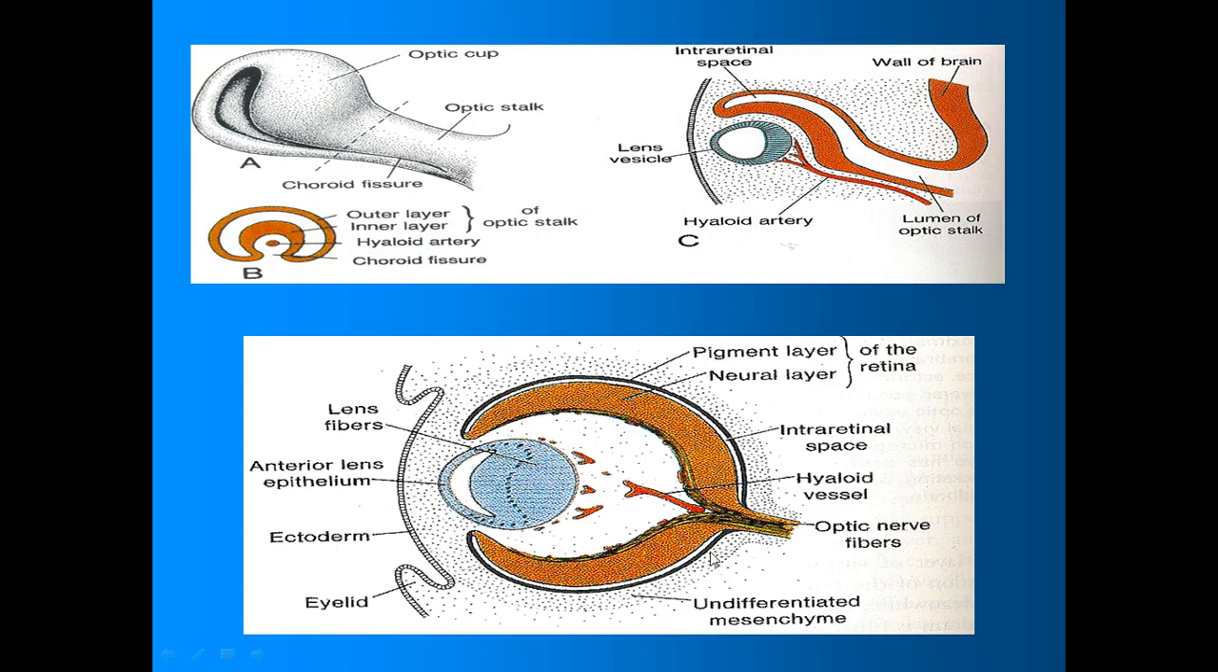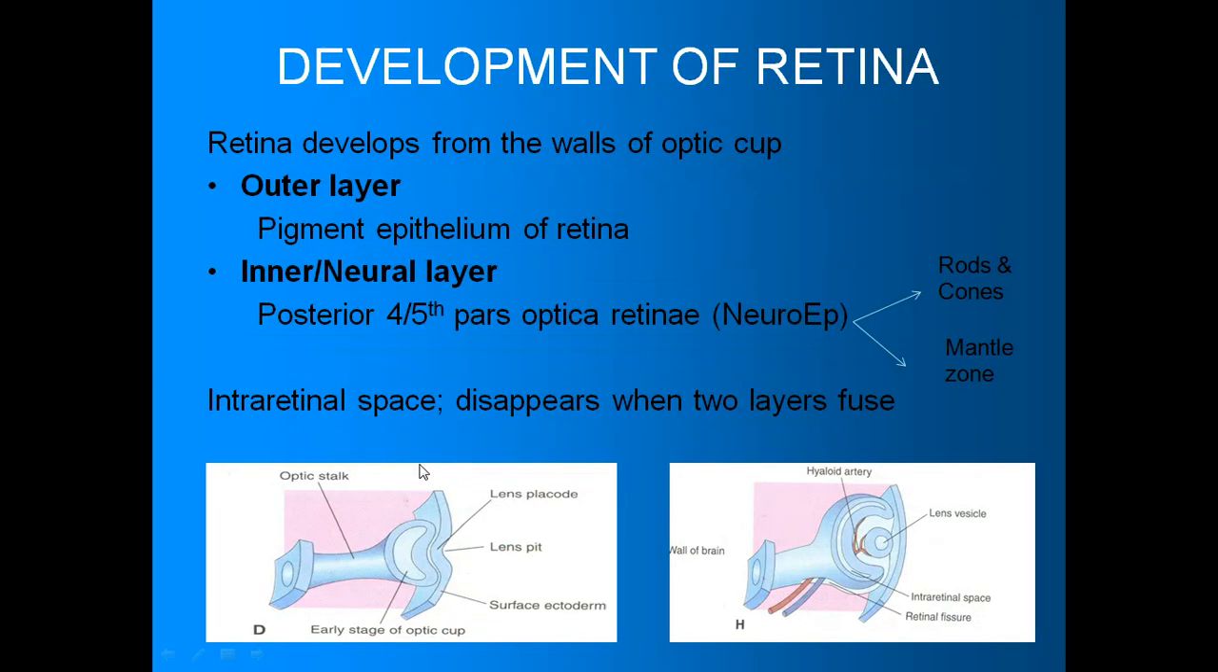Just underlying the sclera there is one vascular layer, called the choroid, and here it becomes a triangular body called the ciliary body. Here it becomes a curtain called the iris. So that is the fate of the adjacent mesoderm.